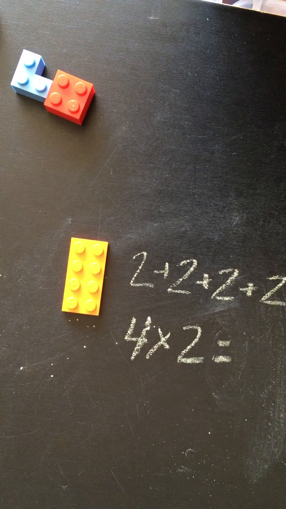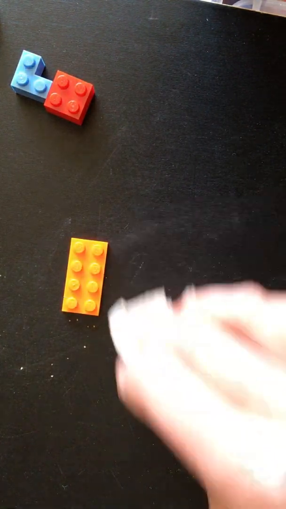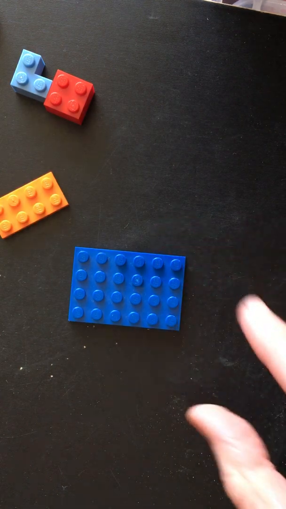Remember, when we are labeling area, we always have squared something. Squared inches, square centimeters, square feet. But with the Legos, we're going to say square studs. Okay, so let's look at a larger piece. How about this one?